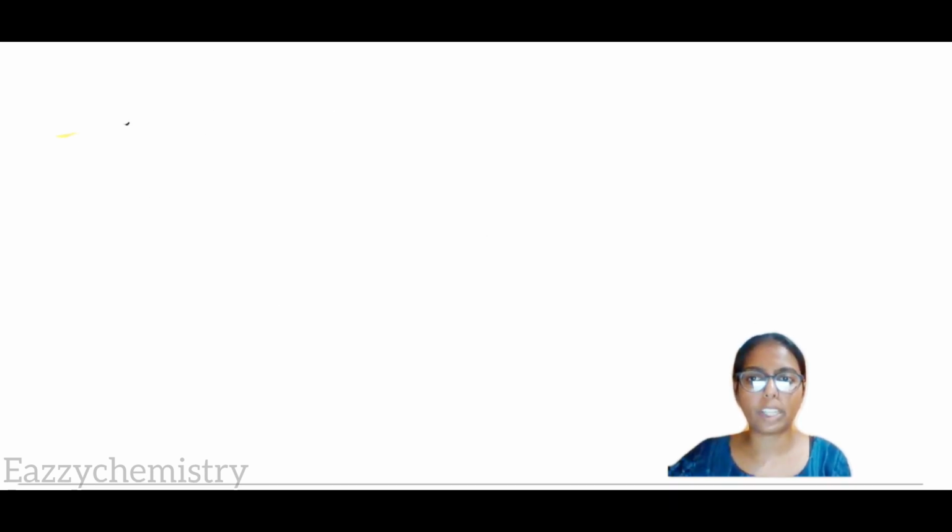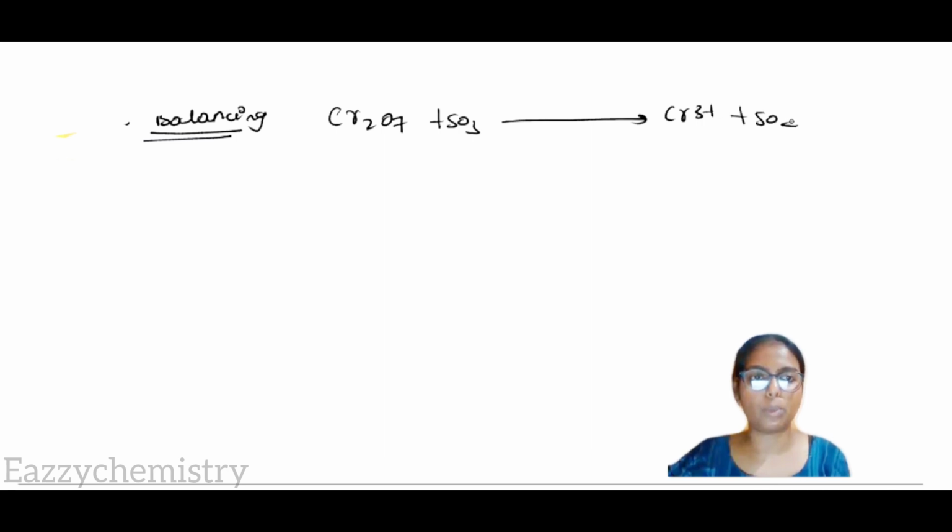Next, look at the balancing of a reaction using a redox reaction. For example, let's consider Cr2O7 2- plus SO3 2-, which gives rise to Cr3+ and SO4 2-, in the presence of H+. So let's balance the reaction.